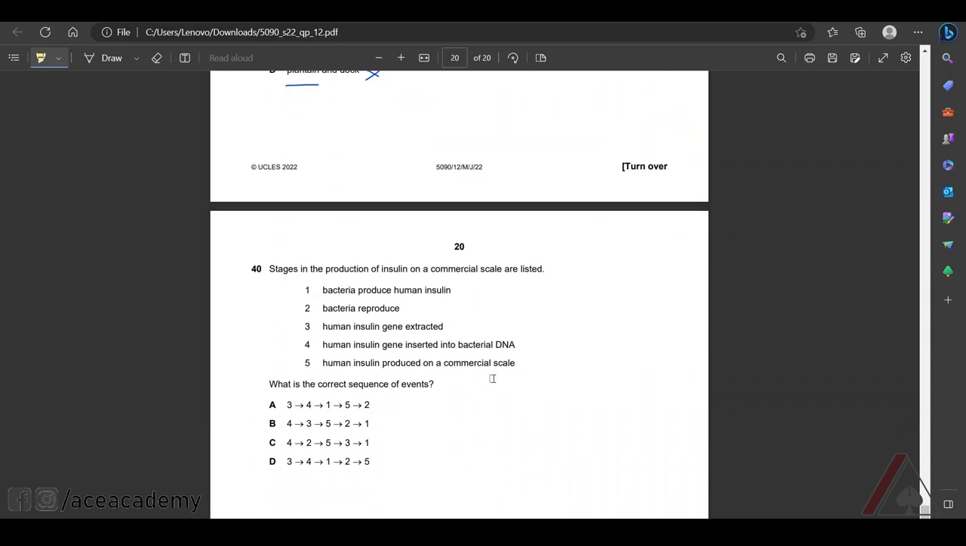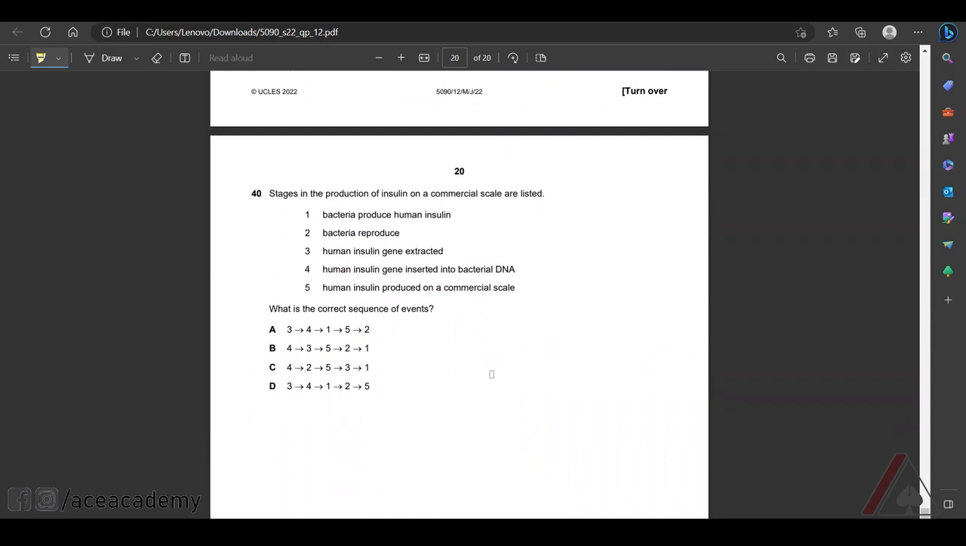Now on to our final question for today. Stages in the production of insulin on a commercial scale are listed. What is the correct sequence of events? So these 5 stages are not listed sequentially, and we have to find the correct sequence. Let's look at the stages.